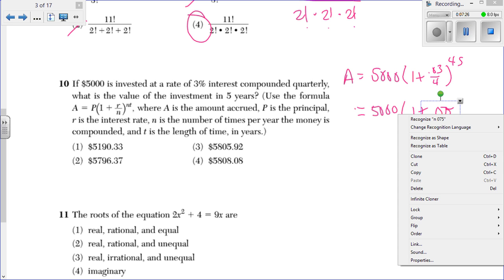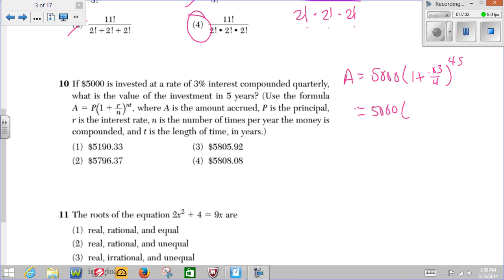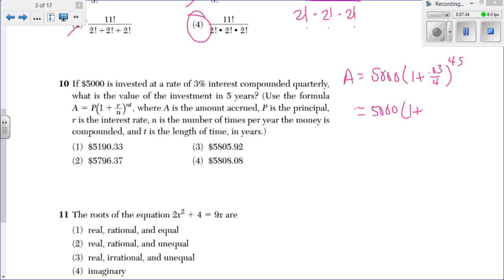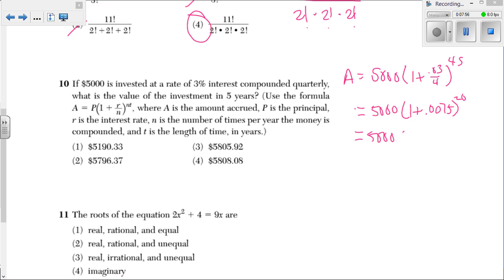75 to the, alright, so it's 1 plus 0.0075 to the 20th. So it's 5,000 times 1.0, sorry. Hang on, let me erase that. I can't write tonight. So it is 1.0075 to the 20th. So at this point, I'm just going to type it into the calculator.